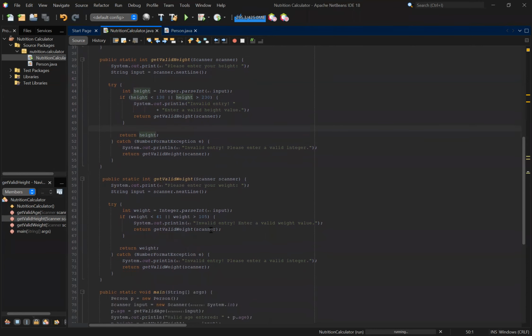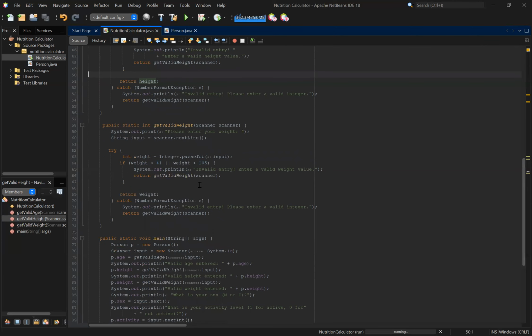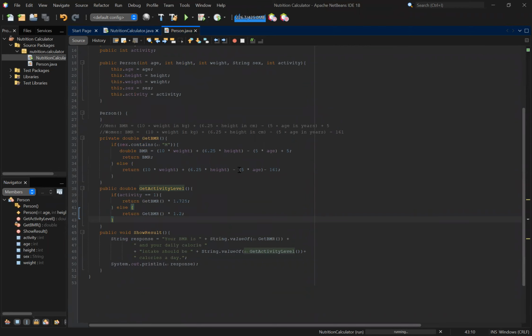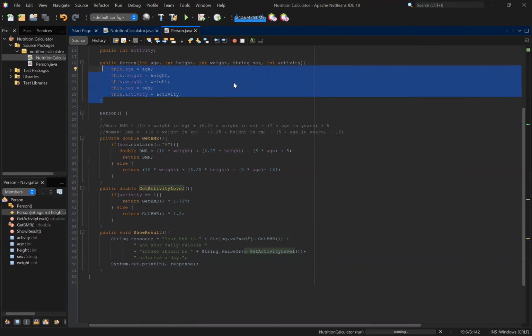And let's see here. We also have another class here. We call it person. In the person class, we have the person's information, such as their age, height, and weight, their sex, and activity level.